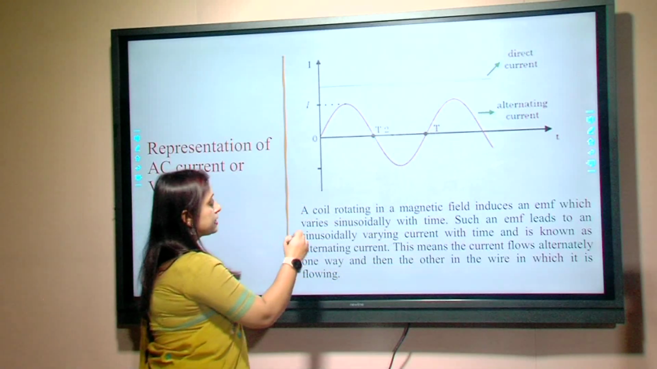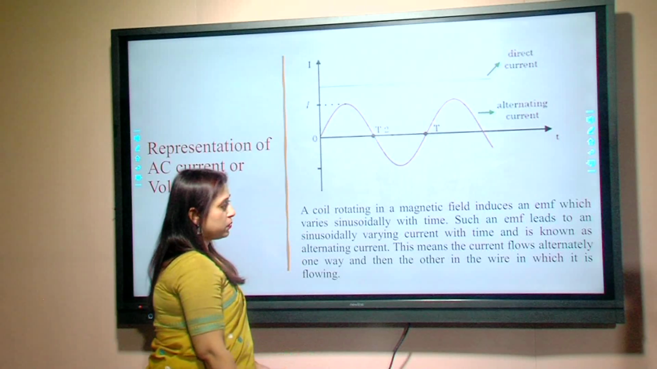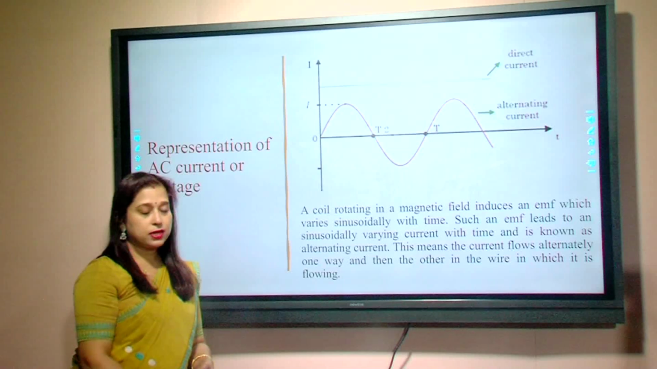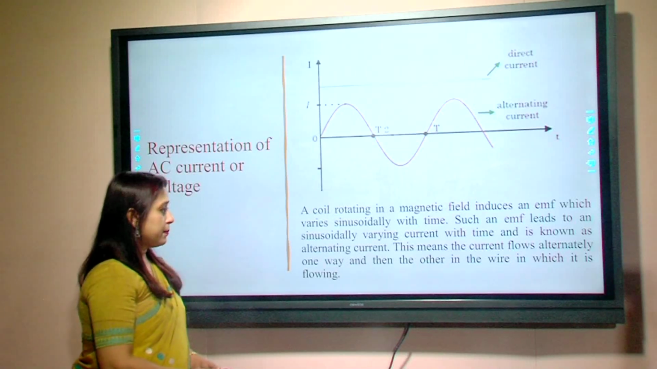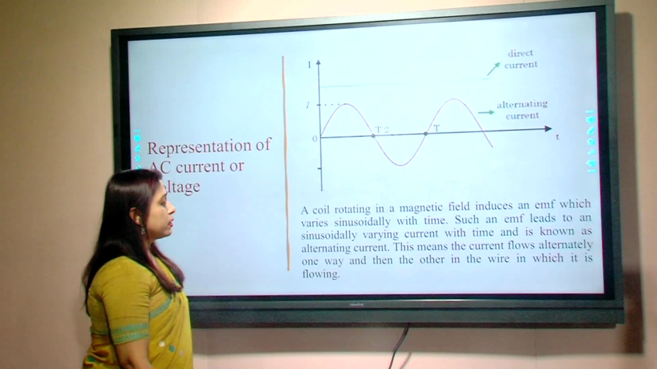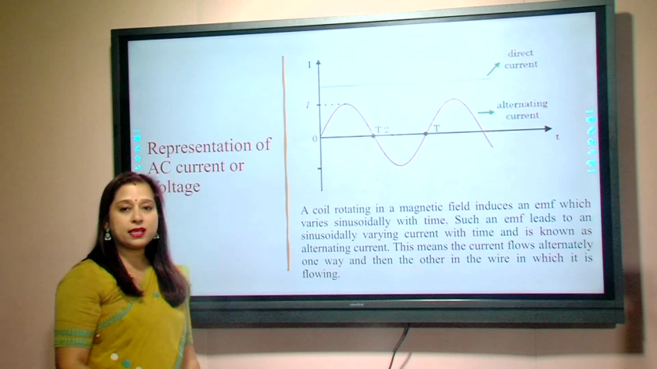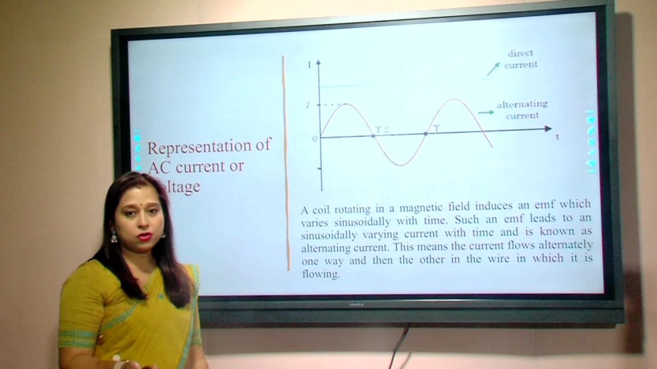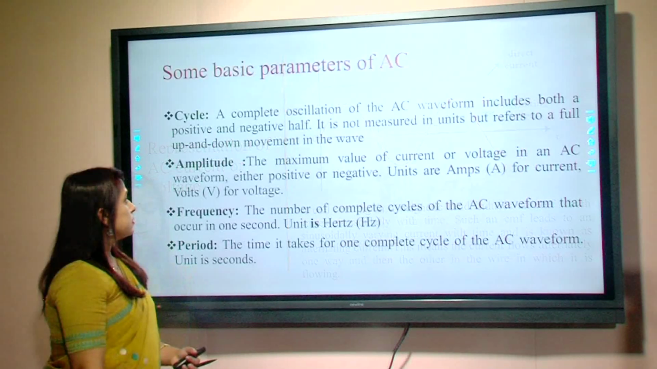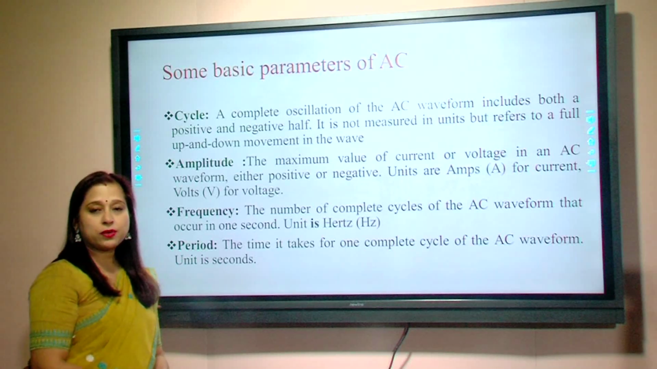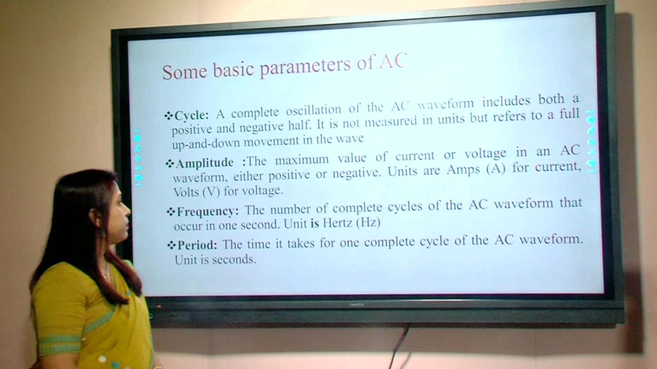So if we place a coil rotating in a magnetic field, it can induce an EMF which varies sinusoidally with respect to time. Such an EMF leads to a sinusoidally varying current with time, and this is known as the alternating current or AC current. Let us discuss few basic parameters which describes AC current properly.